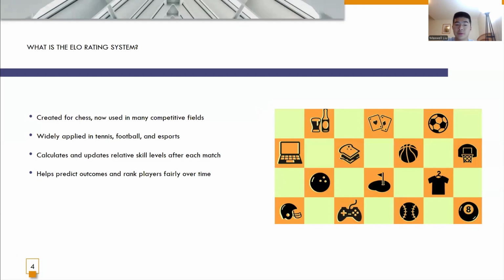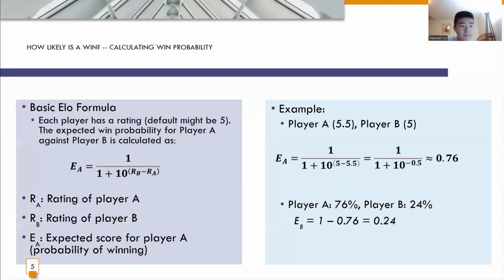So, what is the ELO rating system? This system was created for chess originally, and it's also widely applied now in tennis, football, and esports. It's used to calculate and update relative skill levels after each match, and also help predict outcomes in the future, and also rank players fairly in different competitions and also recreational purposes.